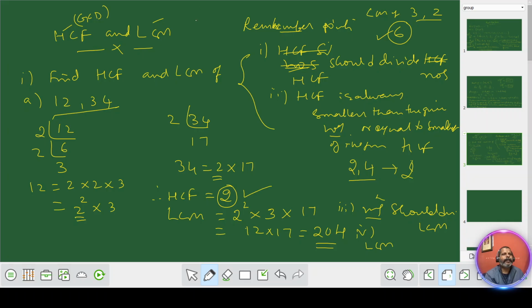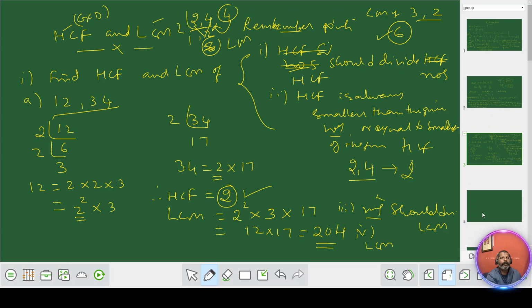In some cases, LCM will be equal to the bigger number. For example, 2, 4 and 4. What is the LCM? Sorry, LCM is 4. So here it is equal to the largest of the given numbers. Okay, so this is how we find the LCM and HCF.